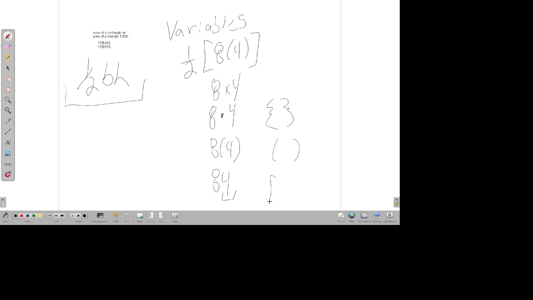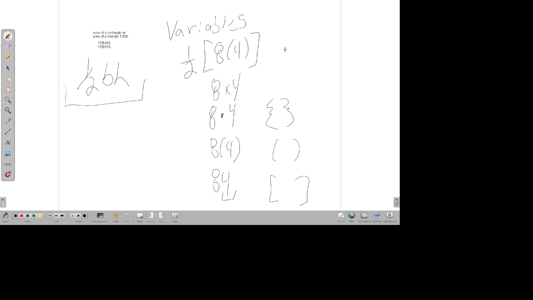And there's parentheses and there's square brackets. They're all just different ways of separating things so you can see that they're being multiplied by each other. And you always start with the inside. So the inside one here is 8 and 4s inside these big brackets.